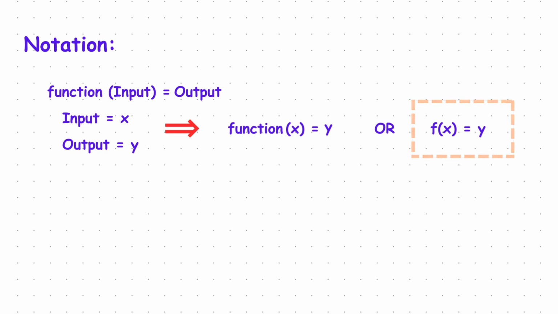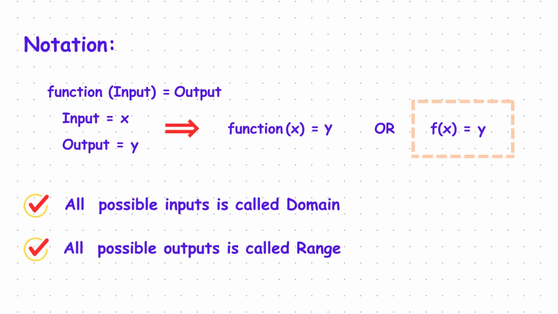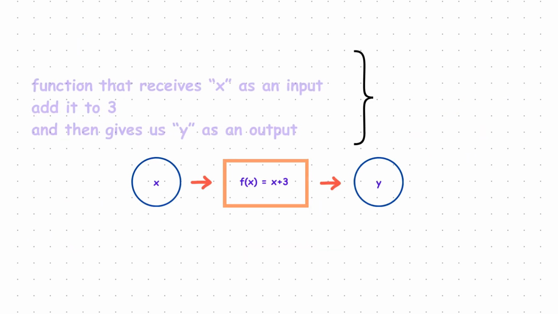And this is the form that you're going to see from now on in your textbook or further in this lesson. Now, just know that all possible inputs are called the domain and all possible outputs are called the range. We're going to talk about these two concepts in other videos and go into details, but just to be familiar with the terms that I'm going to use, just know that.